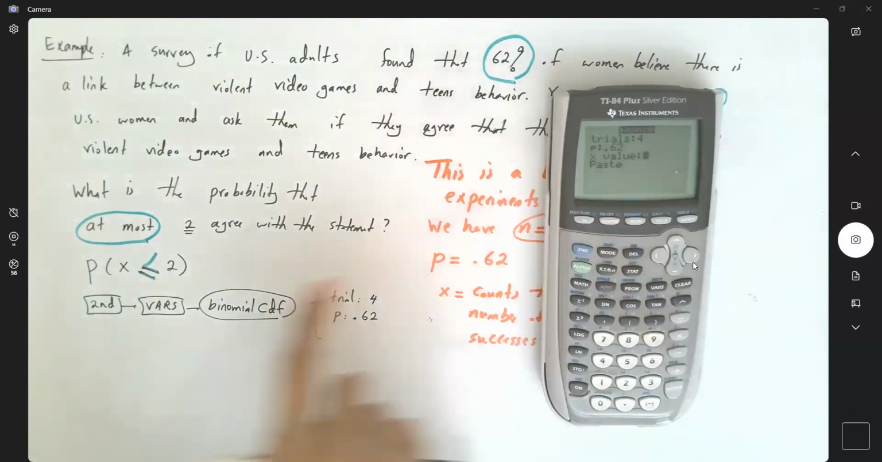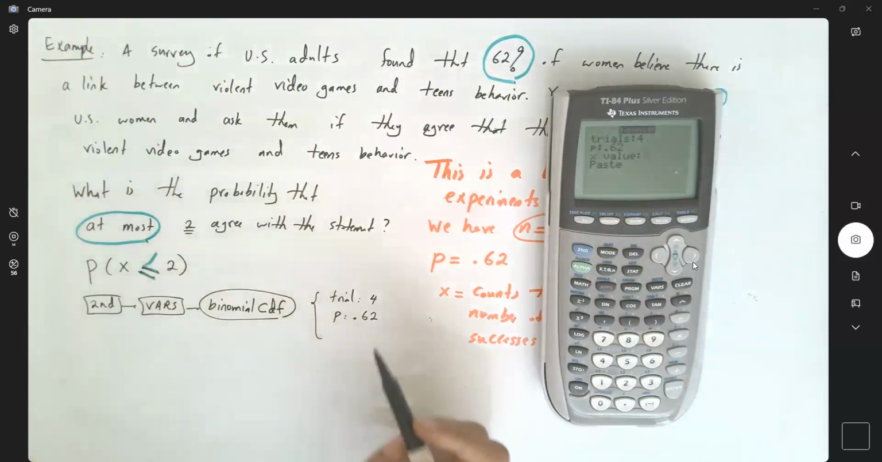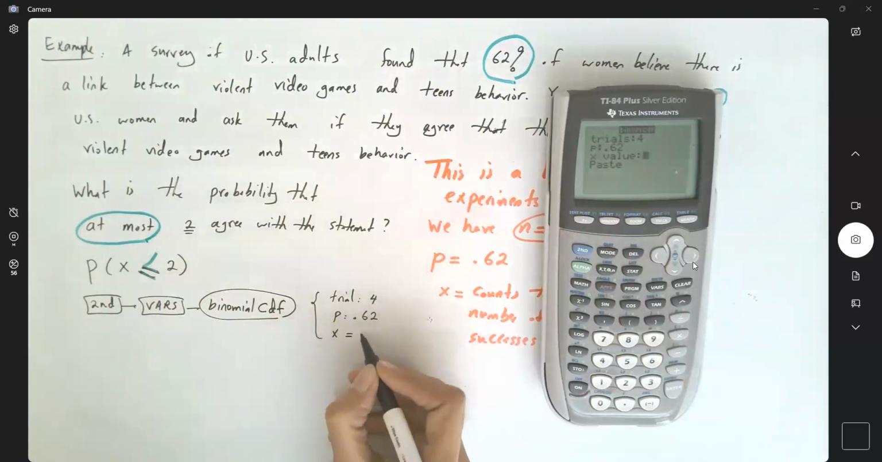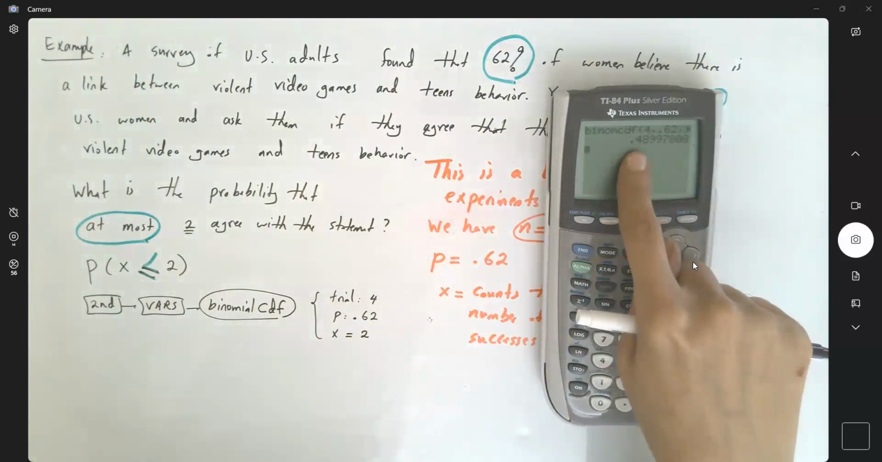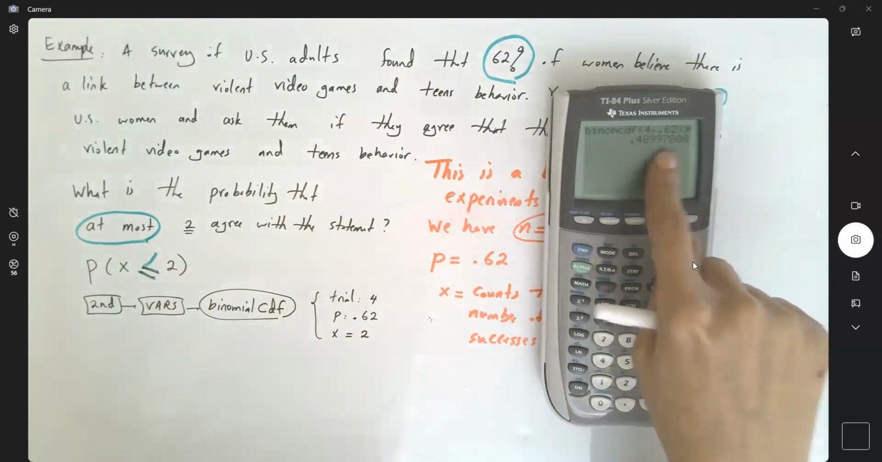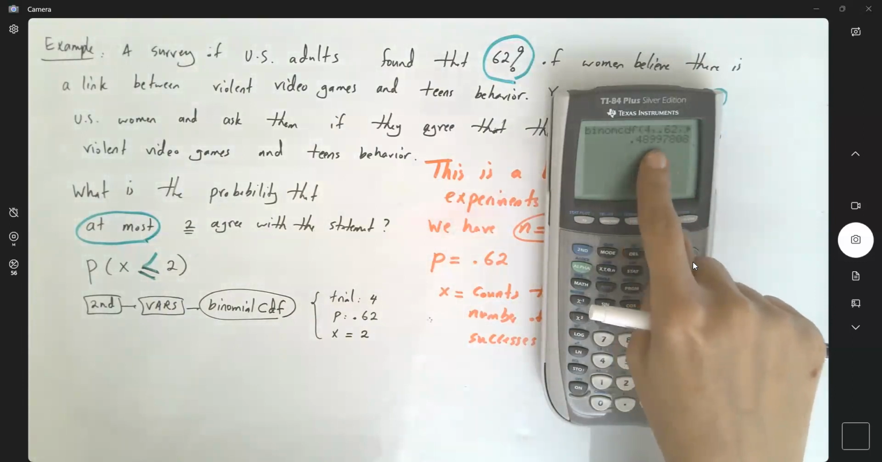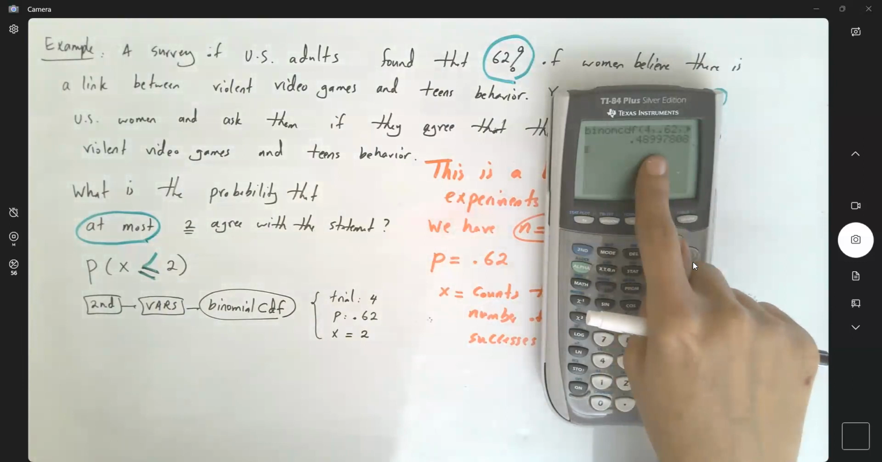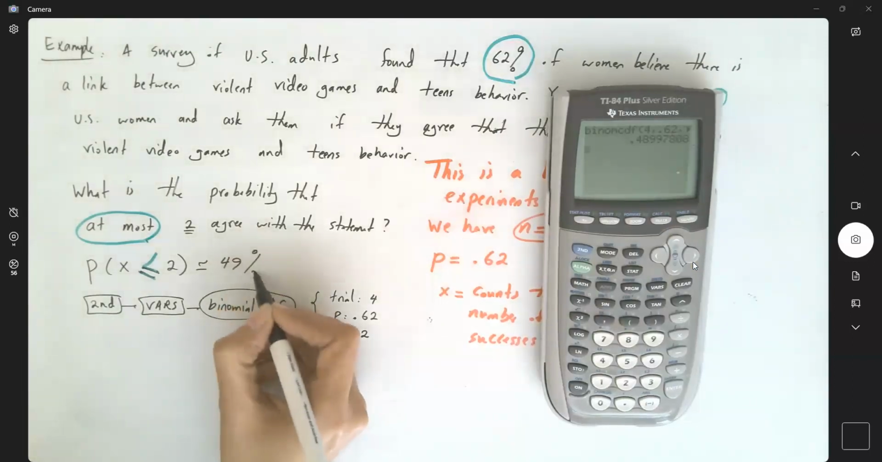Now, what is the X value? It says less than or equal to 2. Since it's less than or equal, because of the equality, X you need to enter as 2. And then paste. See, this is the value that you have here: 0.48997. If you want to round this, you get 49%. So it's about 49%.